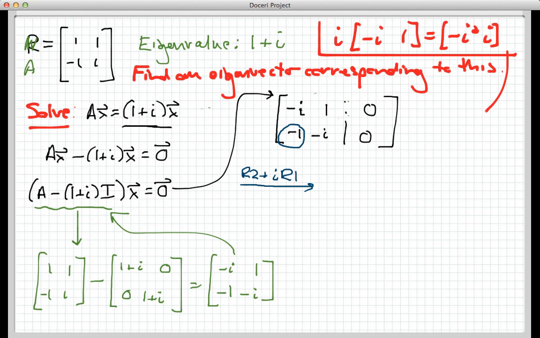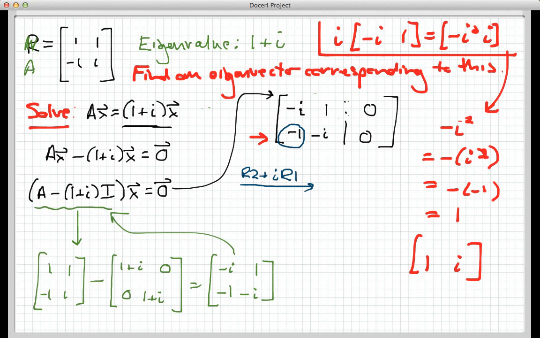Let's pull this down here because I keep hitting the forward button on my slides. What is negative i squared? i squared is negative 1, and so that is 1. So when I take i times the first row, I'm going to get 1, i. And that's what I'm going to add on to the second row. Now notice the second row is negative 1, negative i, so this is pretty convenient. That's going to give me this matrix. It's going to give me negative i, 1, 0, 0, 0, 0.